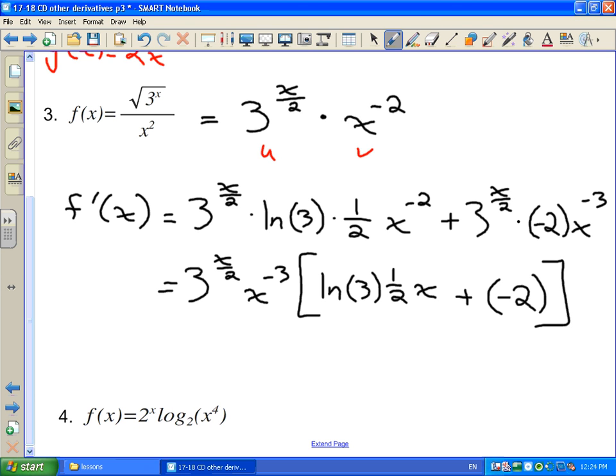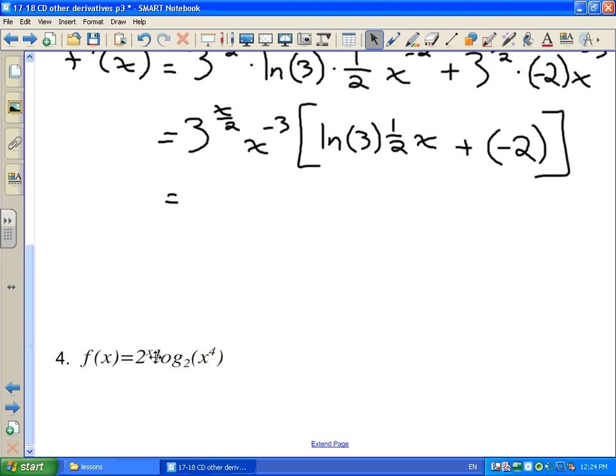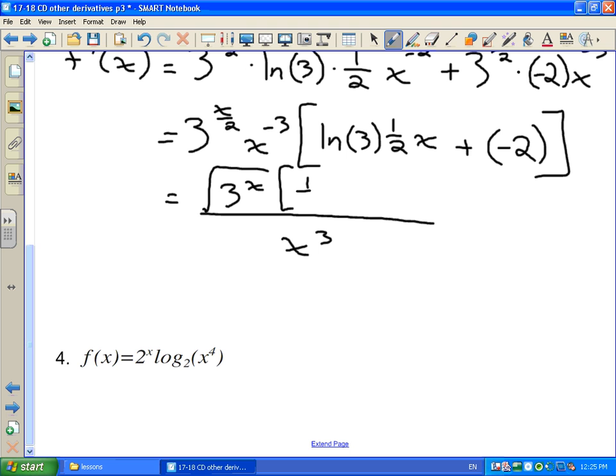Okay. And then we could just clean this up a little bit. How can we clean this up a little bit? I can bring my x cubed down to the bottom, keep my 3, can change this back to the square root of 3 to the x. Then my square brackets are going to be, I'll just write this as 1/2 ln 3 times x minus 2. And that's probably as simplified as I can get it.